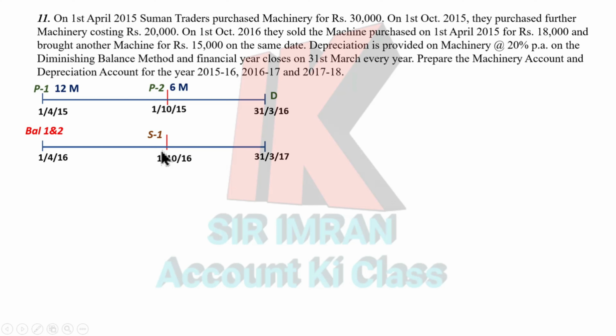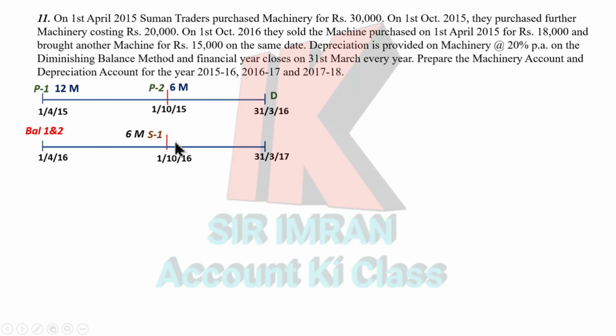You have to count April, May, June, July, August, September. Okay? Don't calculate October because October's first date is there. So we have to ignore October. So till September we have to count. So it comes to 6 months. So in our second working note where we have to find out profit or loss, in that we have to calculate depreciation for asset number 1 only for 6 months. So remember this thing. And on the same date we had purchased our third machine for 15,000.